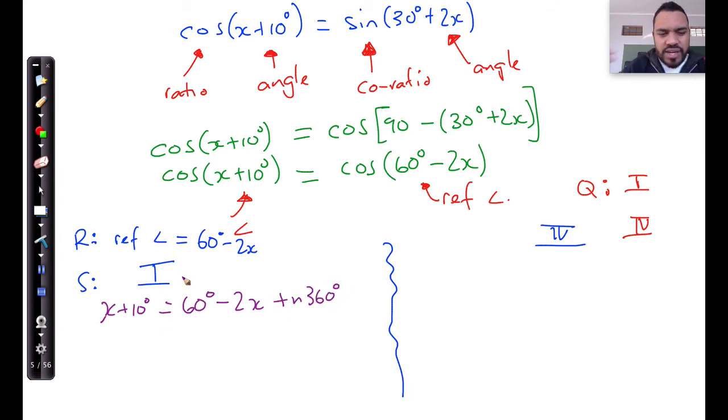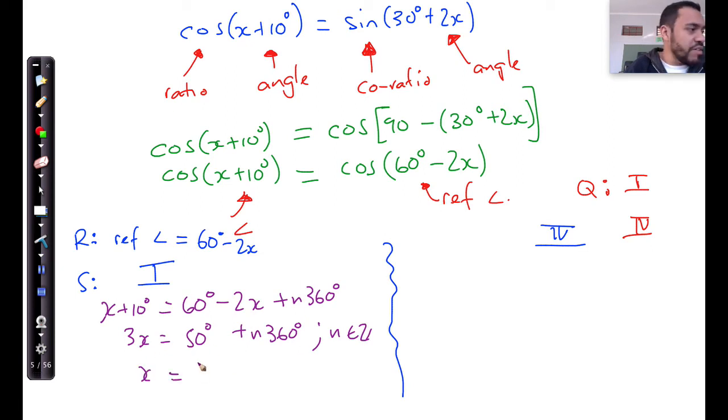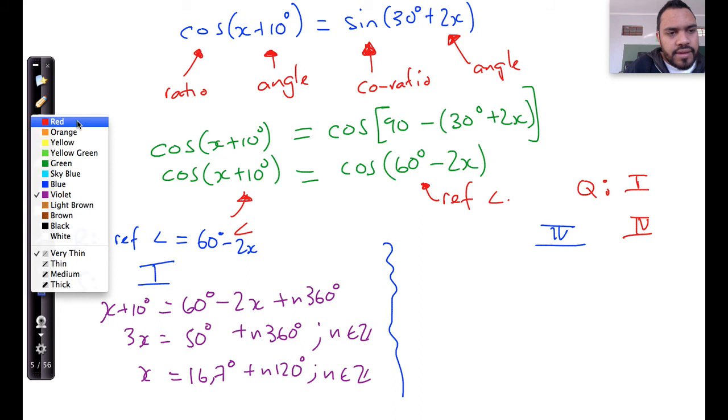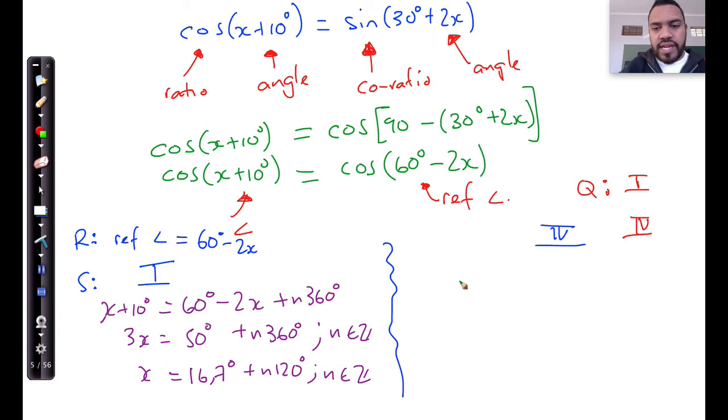Now I get all my x's on one side, all the others on the other side, and I see, well, this is going to be 3x is equal to 50 degrees plus n multiplied by 360 degrees, such that n is an element of the integers. And here I can simply divide everything by 3, and that's going to give me 50 divided by 3, which has to be 16.6 something. So let's say 16.7 degrees, right? Plus n multiplied by 120 degrees, such that n is an element of the integers. Okay. Now, I haven't shown you guys how to do specific solutions just yet, but I think that's also something that you guys will catch on very quickly.